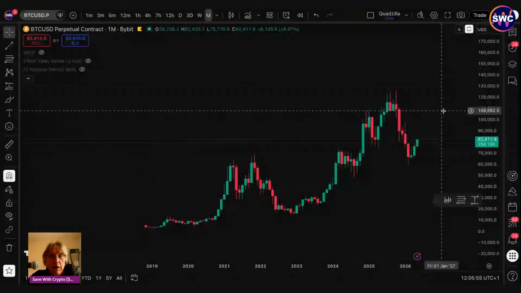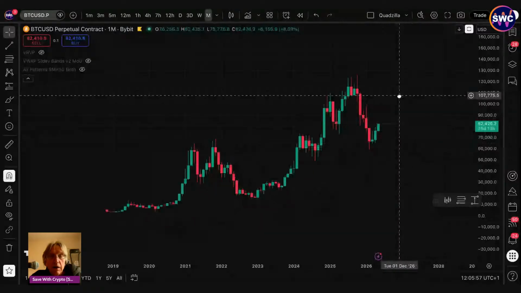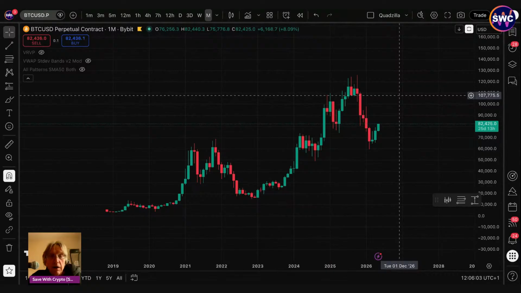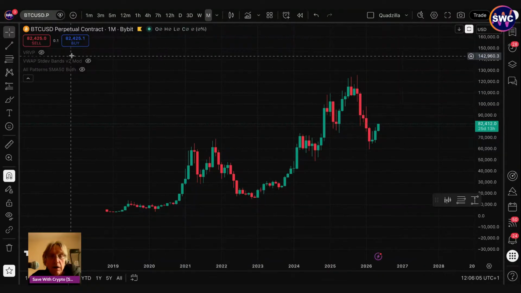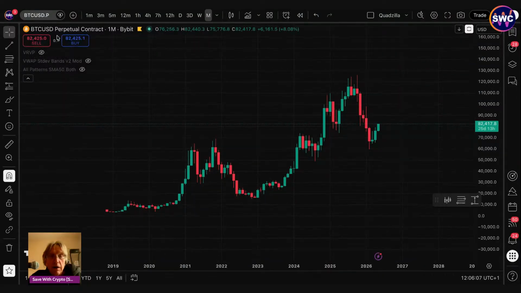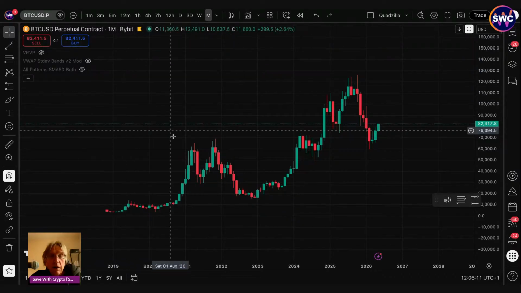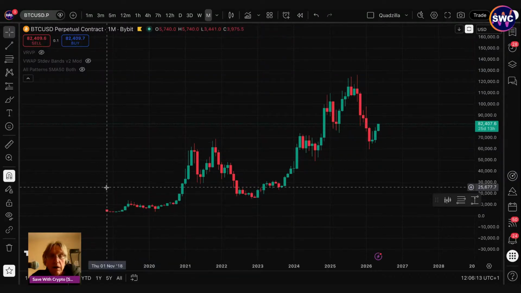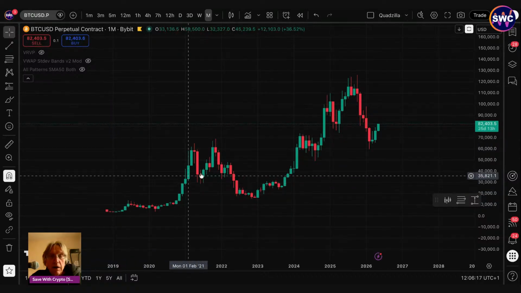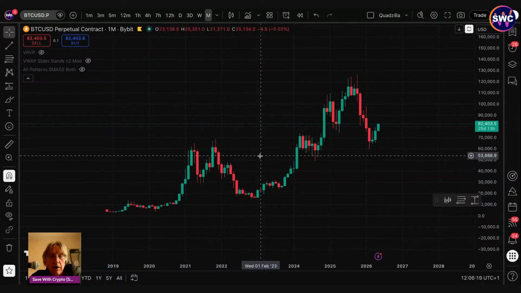Otherwise, I tend to use whatever exchange I'm on. So for the moment, I'm mostly on Bitunix. So you could use the Bitunix chart, but I do like this BTC USD perpetual ByBit chart because it has a lot of data going back a long way. I think 2018. Okay, it's not enormous in the whole history of Bitcoin, but it's all right.